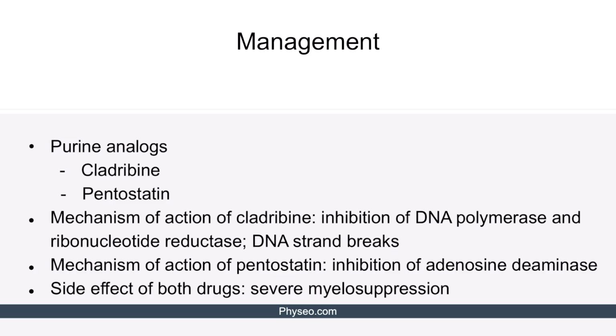Hairy cell leukemia is treated with purine analogs, either cladribine or pentostatin. Cladribine works by inhibition of DNA polymerase and ribonucleotide reductase. It also causes DNA strands to break. Pentostatin, on the other hand, works by inhibition of adenosine deaminase. The most notable side effect of both of these drugs is severe myelosuppression due to their effect on rapidly dividing cells.